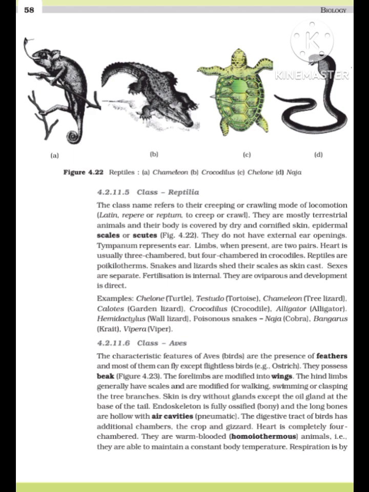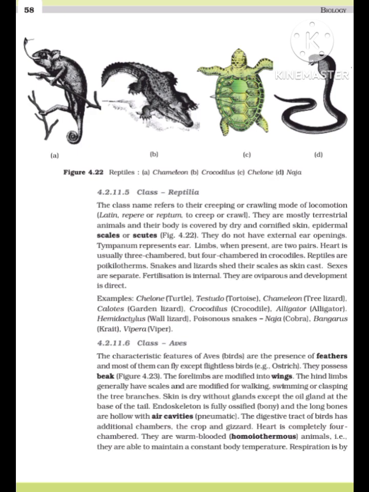Class Reptilia. The class name refers to their creeping or crawling mode of locomotion, Latin repere or reptum, to creep or crawl. They are mostly terrestrial animals and their body is covered by dry and cornified skin, epidermal scales or scutes. They do not have external ear openings. Tympanum represents ear. Limbs, when present, are 2 pairs. Heart is usually 3-chambered, but 4-chambered in crocodiles. Reptiles are poikilotherms. Snakes and lizards shed their scales as skin cast.